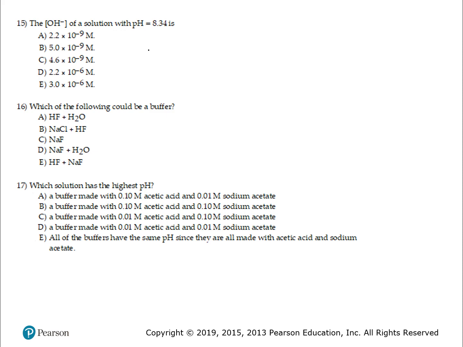So number 15, we're trying to find the hydroxide concentration of a solution with a pH of 8.34. We have to work backwards. We can get to the concentration of hydronium from the pH, and that's the equation we have to use. Again, don't forget that negative sign because it makes a big, big difference in your answer.